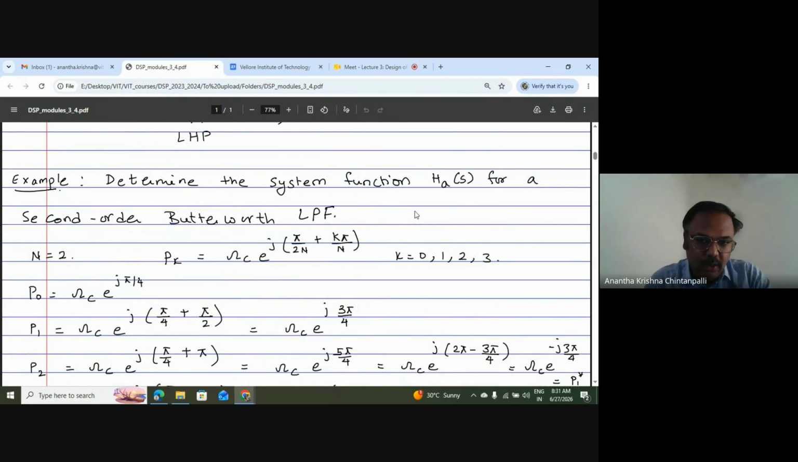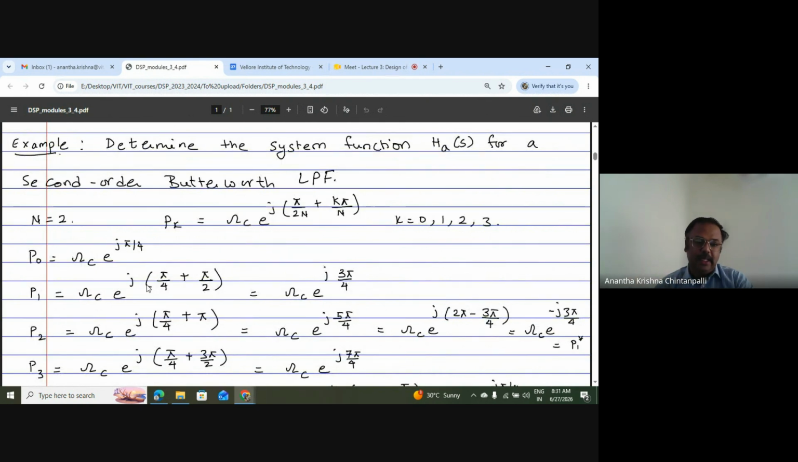So for n equal to 2, this is the regular expression: Pk is equal to omega c e to the power of j (pi divided by 2n plus pi k by n), where k goes from 0 to 2n minus 1. So k goes from 0 all the way till 3. Substitute k equal to 0: p0 is omega c e to the power of j pi by 4. Then k equal to 1: the expression becomes pi by 2 plus pi by 4, so this is omega c e to the power of j 3 pi by 4.